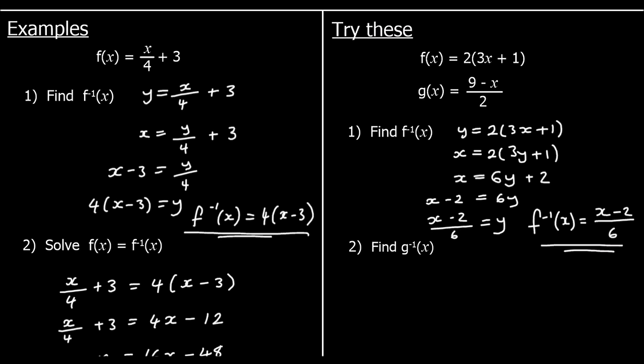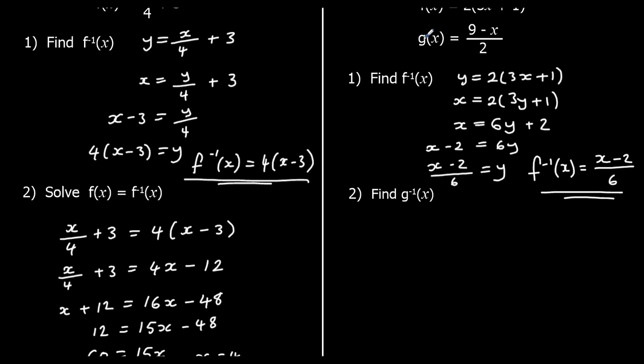For the second one, g inverse of x, so g of x is (9 minus x) over 2. So at the moment we can say y is (9 minus x) over 2. In the inverse function, x becomes y and y becomes x. The input becomes the output and the output becomes the input. And we're going to make y the subject. So multiply both sides by 2. 2x equals 9 minus y.